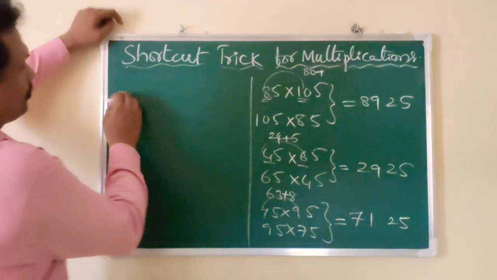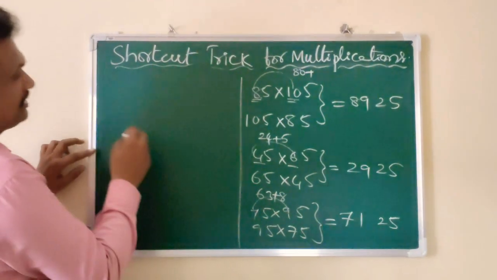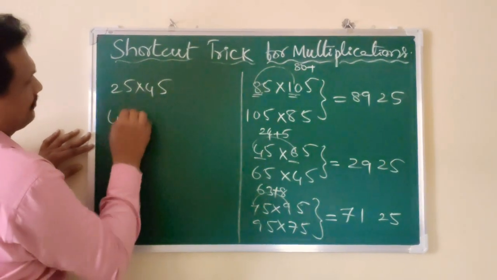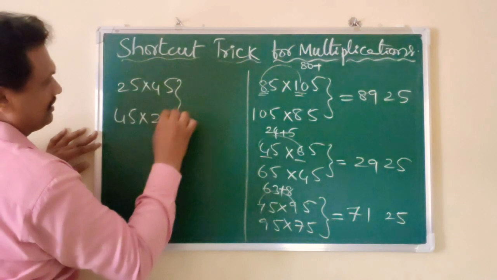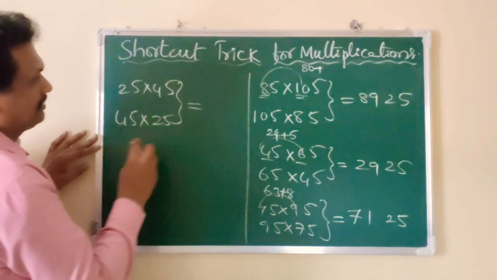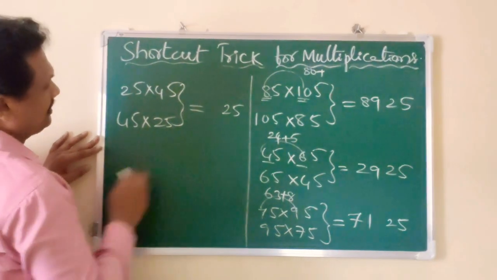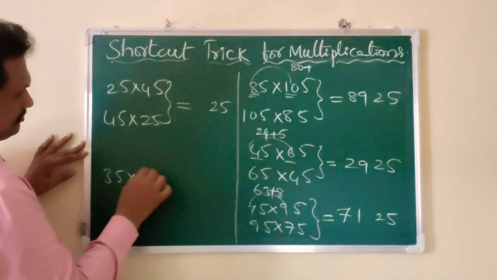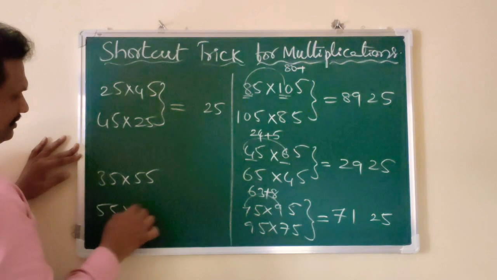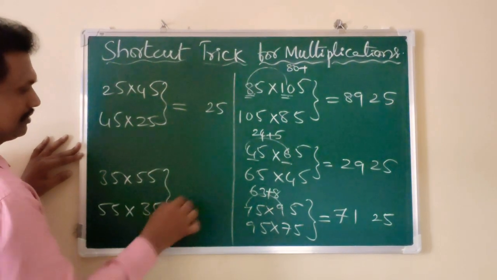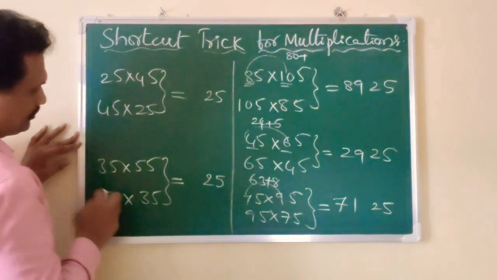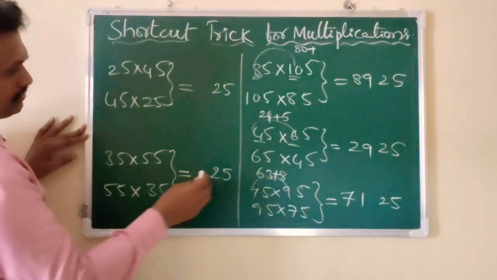Observe this, friends, two more examples. When you notice a 20 difference, for example 25 into 45 or 45 into 25, the answer has the same ending, 25, common. Okay, for example 35 into 55, 55 into 35. Big numbers also follow the same method. At that time the ending 25 is fixed. When you notice a 20 difference, 25 is fixed.